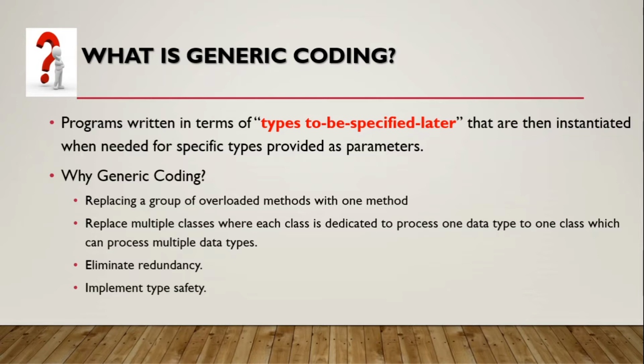T is basically something that's going to be specified later. Right after you finish the definition of that class or function, all you have to do whenever you call that function is tell the function what T is. T is an integer, T is a double, T is a character, T is a car, T is a box. And then after that, the function will be able to handle it. And that's how simple the idea is.